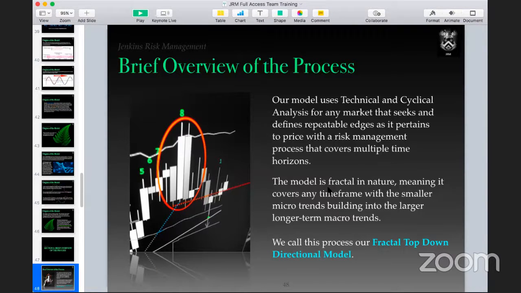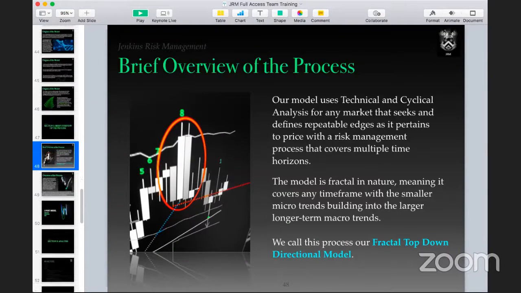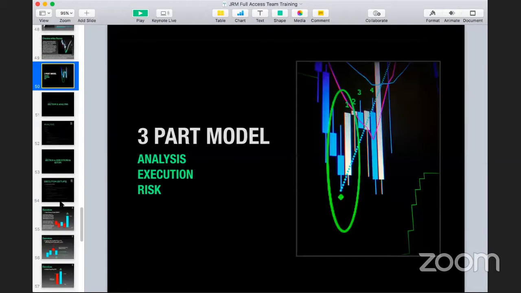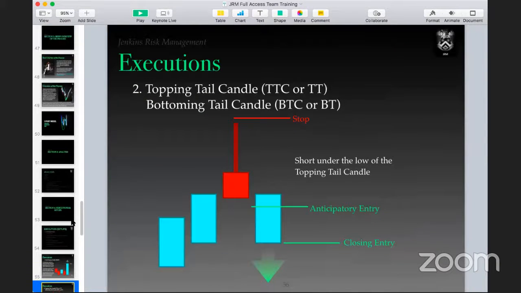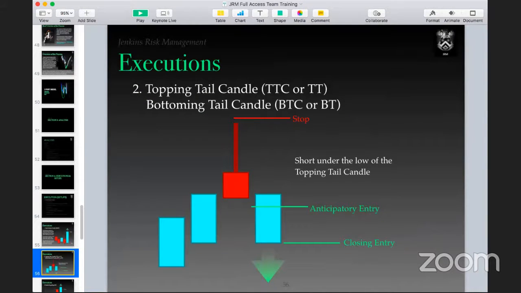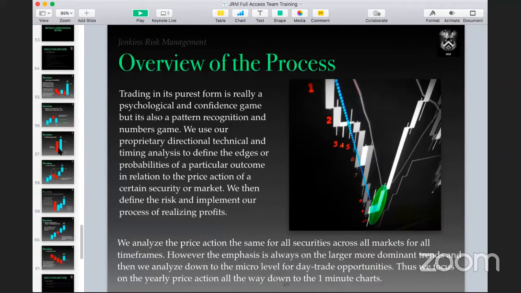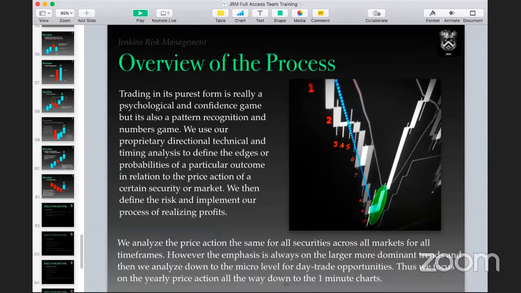And then the last pillar is risk. So here are the 3 pillars, right? Analysis, execution, risk. We have different setups here that we go over. It's an example of a few of them, and where those occur matters: where it is in the trend, what location, where you are in the cycle. But these are all the things that you learn when you become part of our full access team, is what we call that.